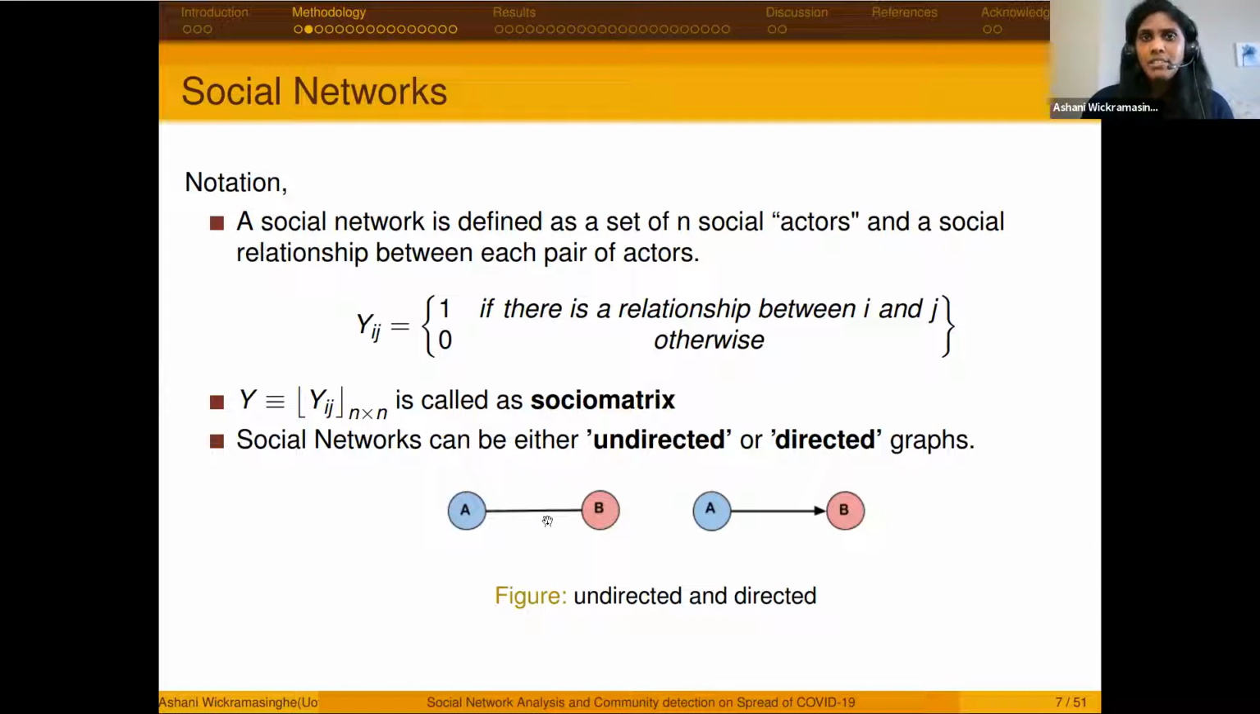In the left side graph, we can see there is no arrowhead in the line between A and B. The only information that we know is that A and B have a connection. But in the right side graph, the line has an arrowhead from A to B. It means there's a connection from A to B, so the data is going from A to B. So this is an undirected graph and this is a directed graph.